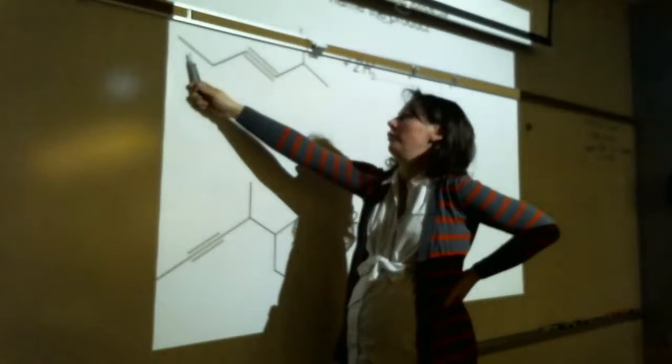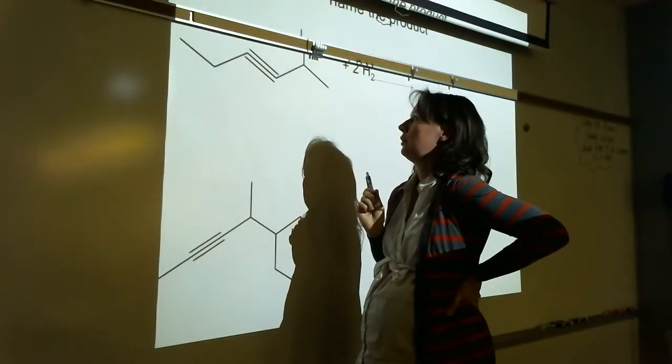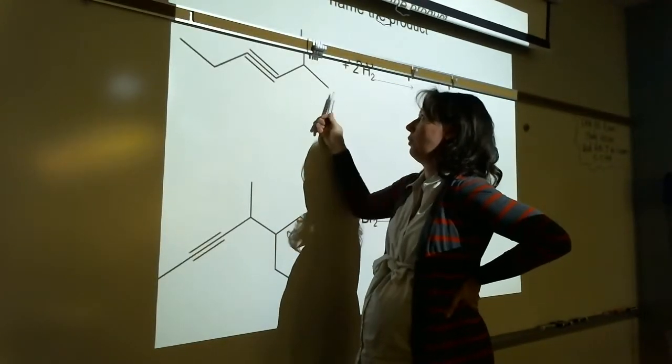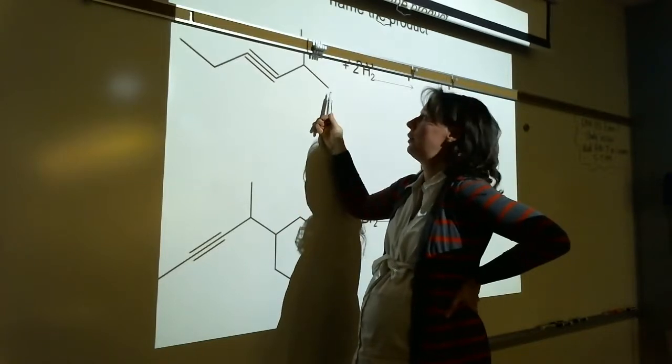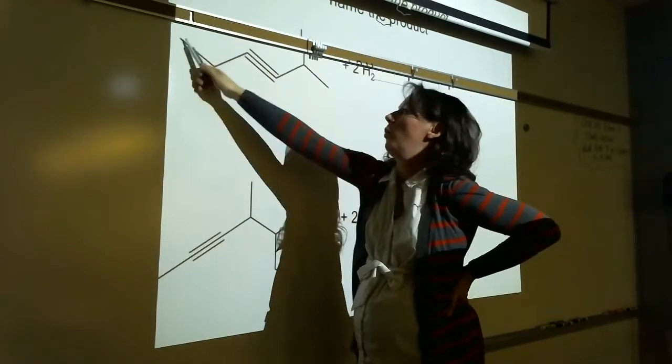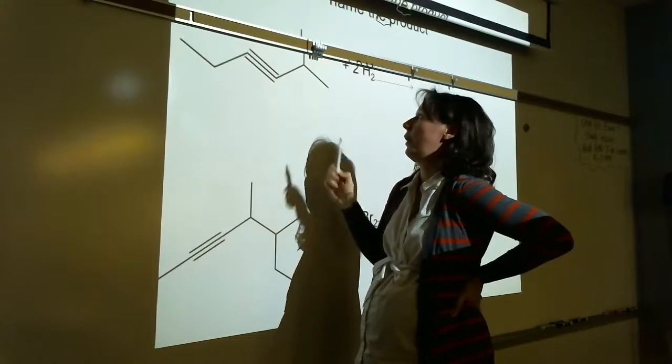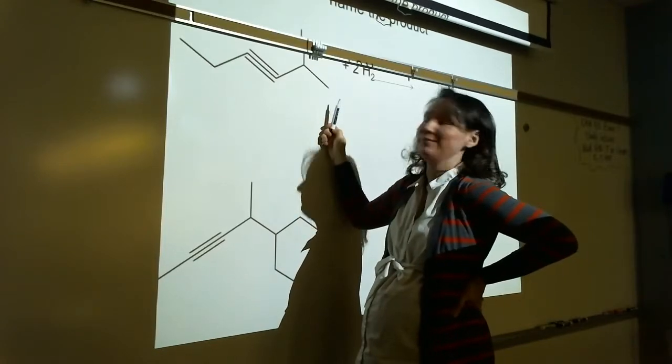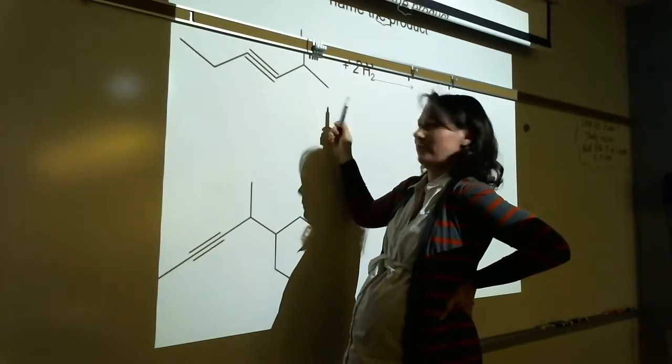Are we going to begin numbering from the left or from the right? From here? Are you sure? 1, 2, 3. 1, 2, 3. Okay. Why did you pick this side? Because it lets the substitution right. Good.